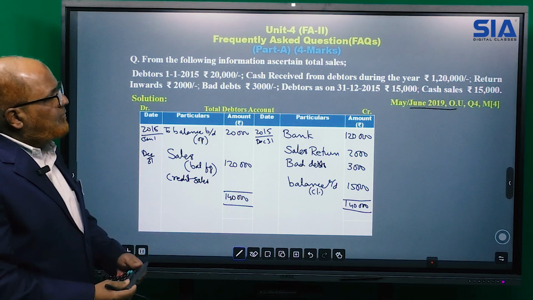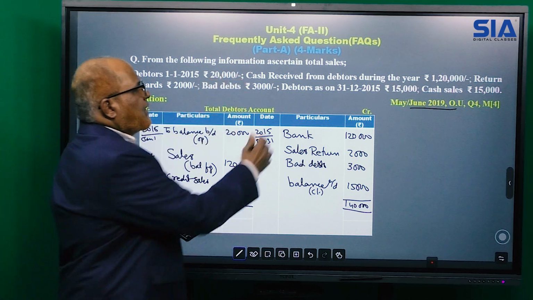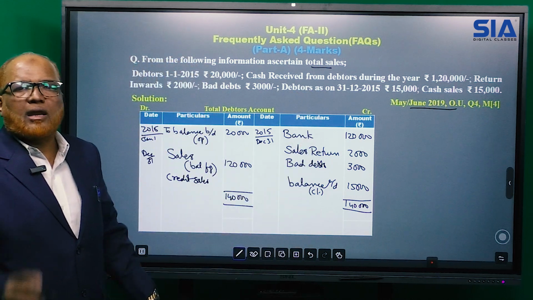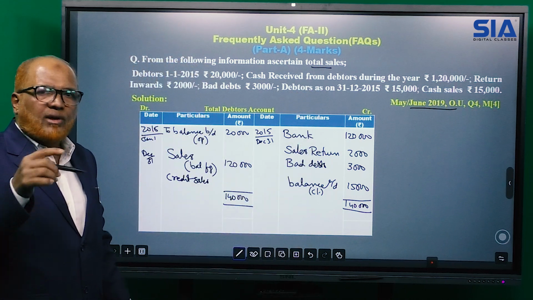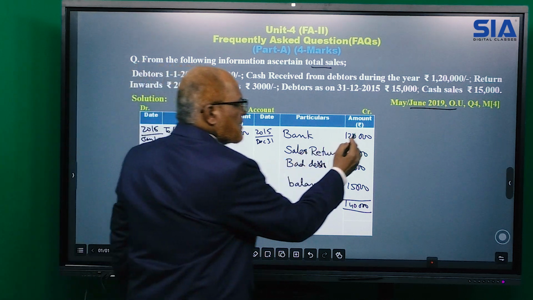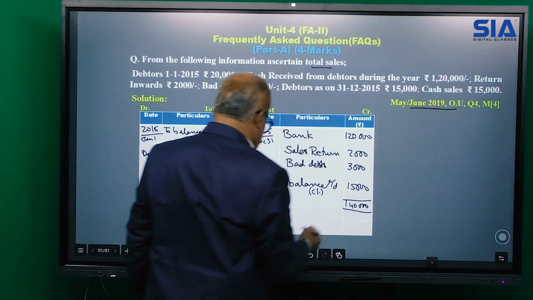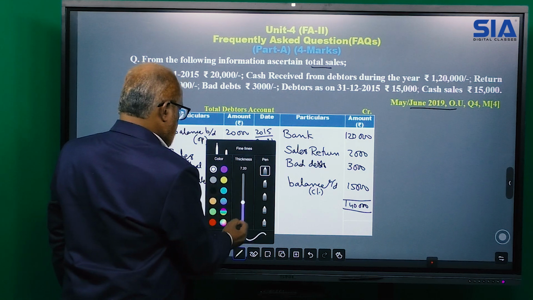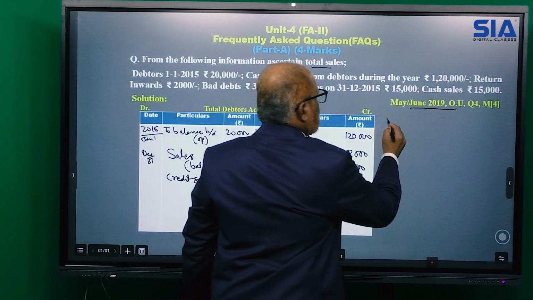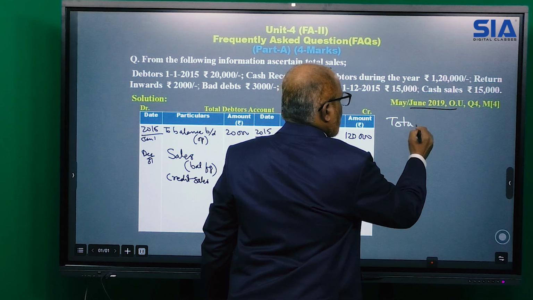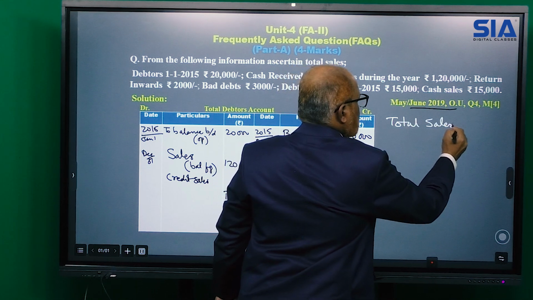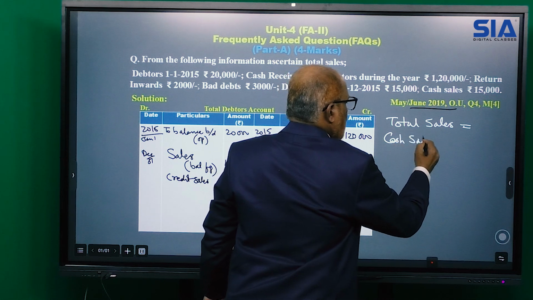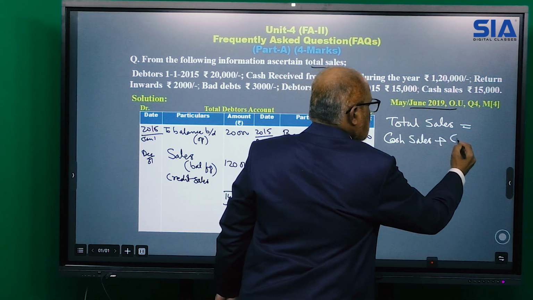Right? But we have to find out the total sales. It is asking in the problem to find out the total sales. Remember, total sales consist of cash sales plus credit sales. So here you have to write down: total sales is equal to cash sales plus credit sales.